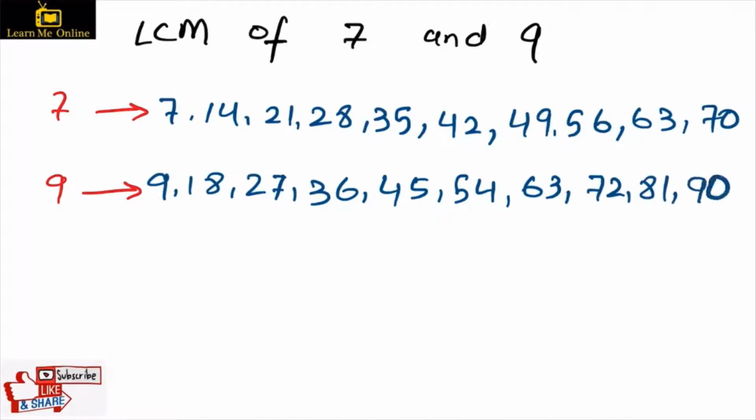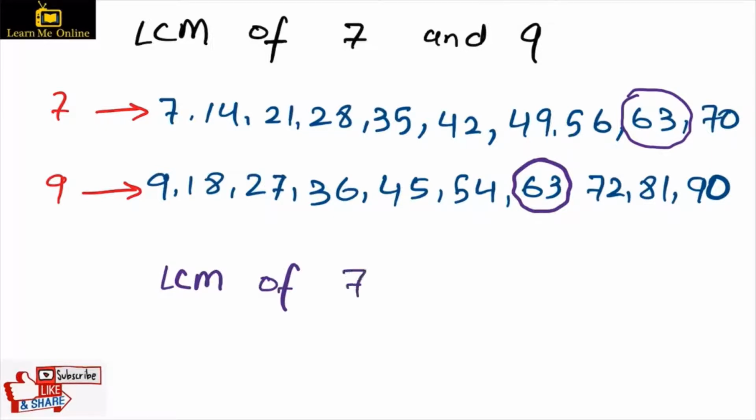81 and 90. Now we're going to look at the lists of the multiples of 7 and 9 and look for the common multiple. Here we see that we have a common multiple which is 63. So we write it down that the least common multiple of 7 and 9 is 63.